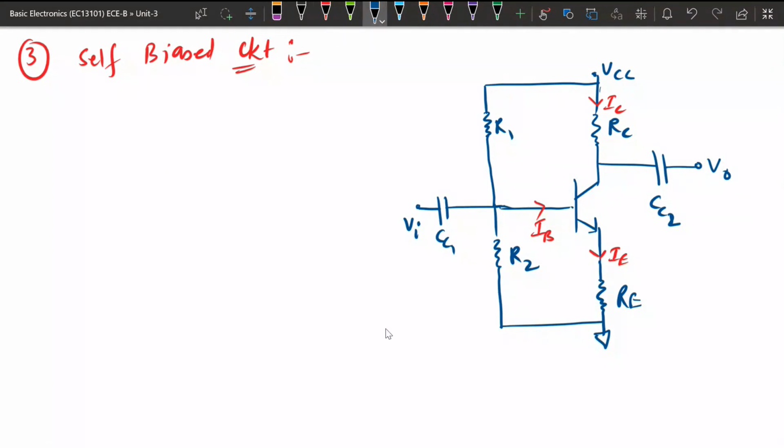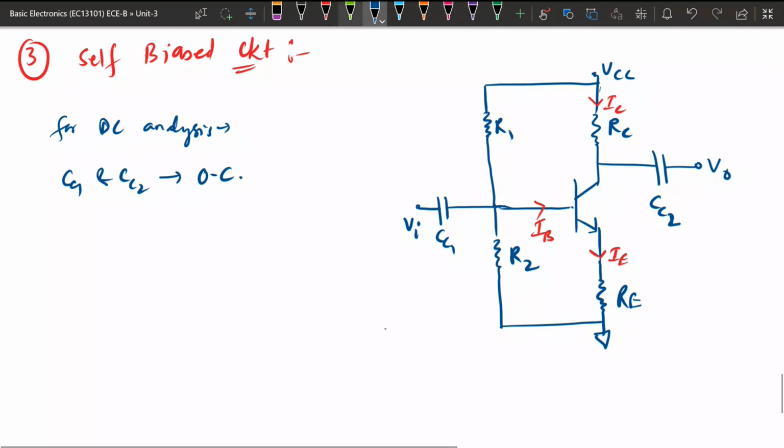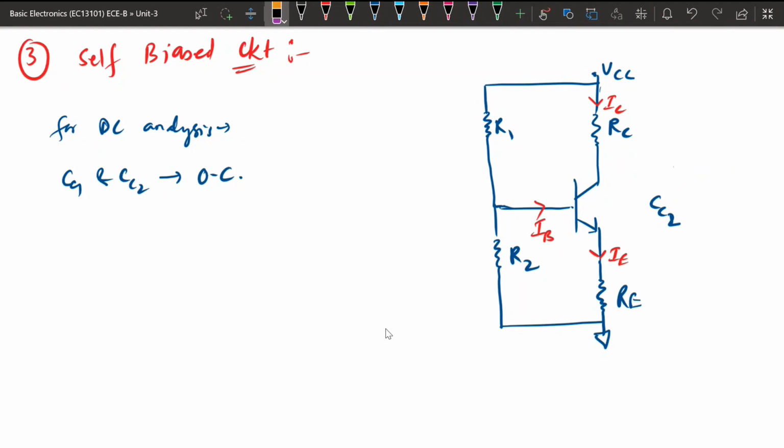But if we are going to decide the operating point, we need to do the DC analysis. For DC analysis, CC1 and CC2 will be open circuited. Once CC1 and CC2 are open circuited, we can just remove this part. So this will be our circuit for DC analysis. This will be the circuit in case of DC analysis.